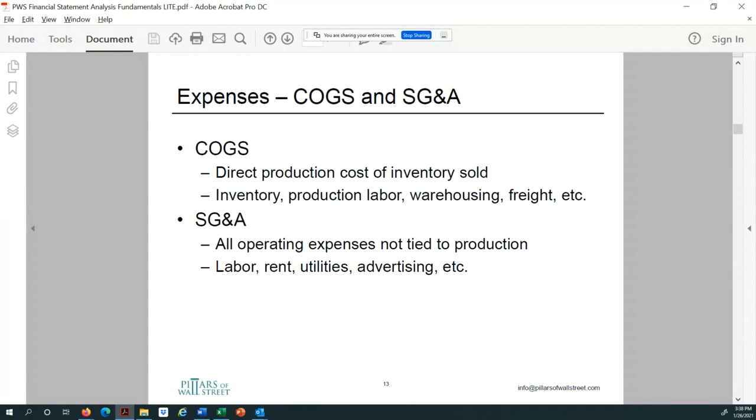A lot of people just memorize, oh, this goes here or there. It's not about memorizing. It's about understanding what the expense pertains to. Is it pertaining to general operations or pertaining to products the company sells? That's the question you're really asking here.